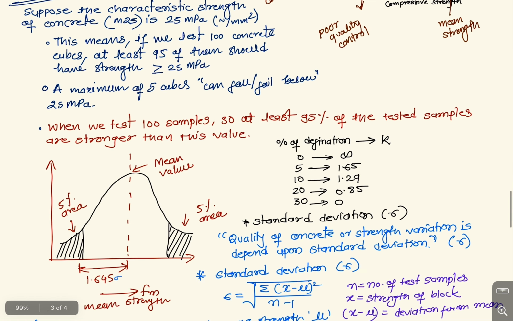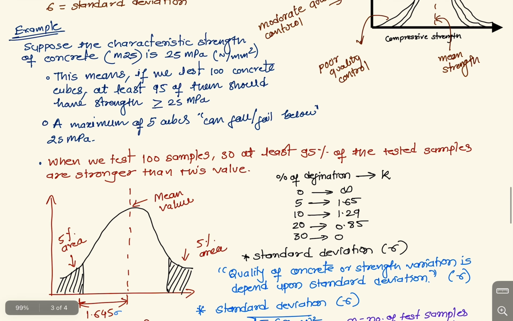So a maximum of 5 cubes can fail. We are expecting that at max 5% of cubes can fall below 25 megapascal strength, which is considered as the characteristic strength. So if you are defining for M20 megapascal, it means whatever 100 cubes you are testing in the laboratory after 28 days, 95 test cubes should give you a compressive strength equal to or more than 20 megapascal, and we are expecting that the 5 cubes may fall below 20 megapascal.